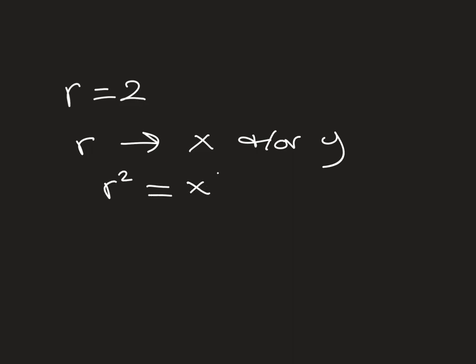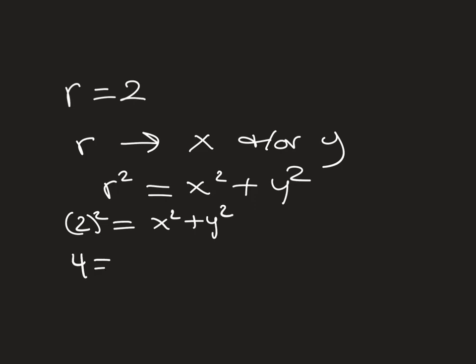So the first equation we have says r equals 2. So we have an r, and we need to go to x and y. If I have an r and I want to go to x's and y's, the equation you have for that is r squared equals x squared plus y squared. So r is 2, so 2 squared equals x squared plus y squared, which means 4 equals r squared, or x squared plus y squared.